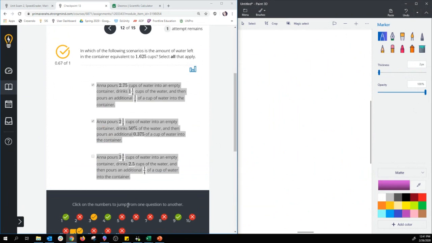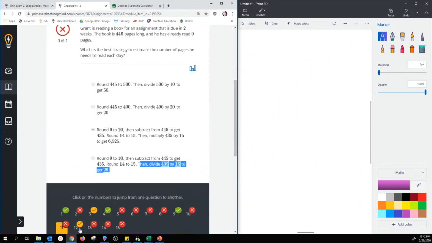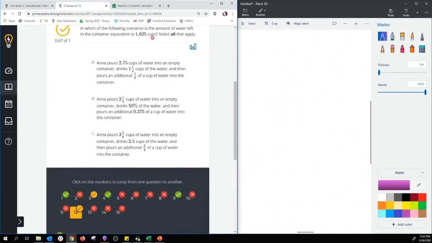What question is this? The last one was where you got to the end and it said 29 was your final answer. The last number that you read. So 29 was the last one. And then on 12, the one talking about the 1.625 cups, you select all 3 of those answers.